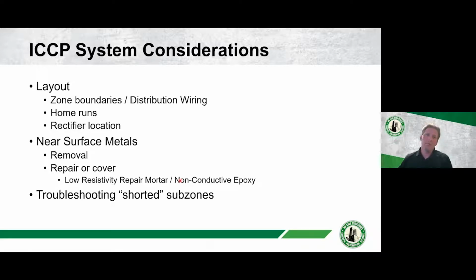Impressed current system considerations. So it's layout, there's zone boundaries, distribution wiring, home runs, and rectifier location. All of this is important. So zone boundaries, we break these up into zones for a couple of reasons. One, in an impressed current system, if we have trouble, we want to be able to identify what zone it is and then correct any sort of troubleshooting. Makes it easier than 300,000 square feet of bridge if we've got a zone that's 2,000 square feet or 1,500 square feet.